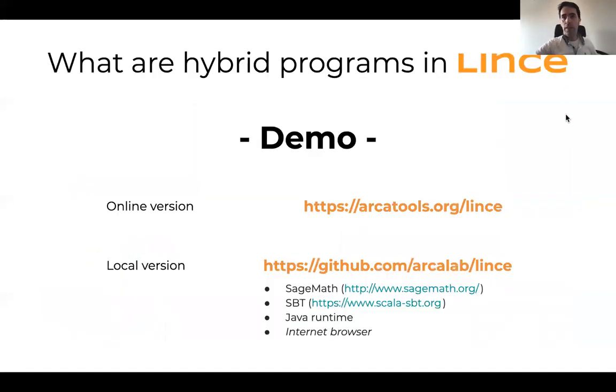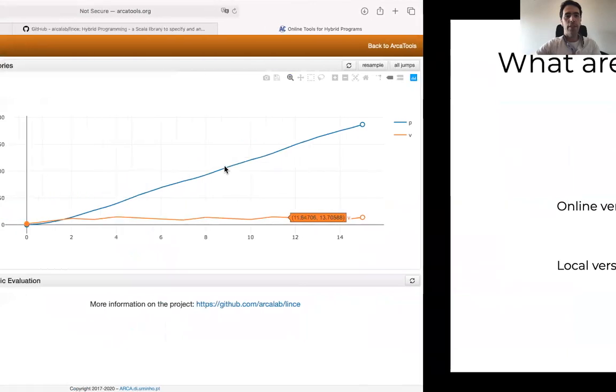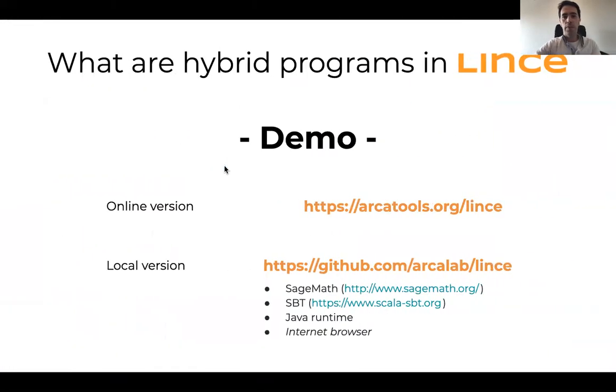So let's start by opening the hybrid programs in Lince. I'll constantly swap to the demo version to show the program. I have the tab open here on the side. First, note that the website is running partially on your browser and partially on the server. Every time you do something, we'll ask the server to perform some kind of pre-calculations.